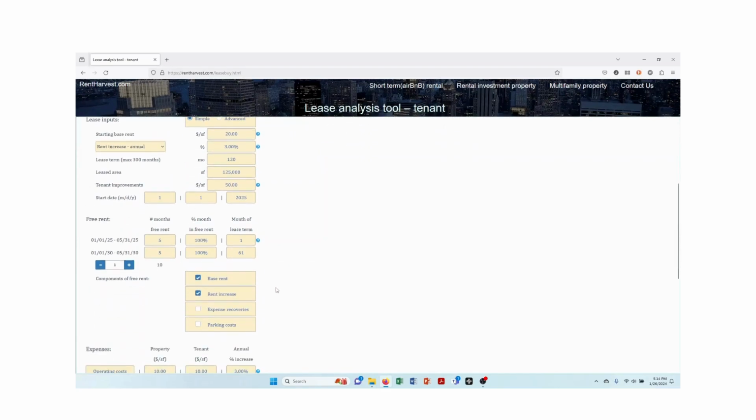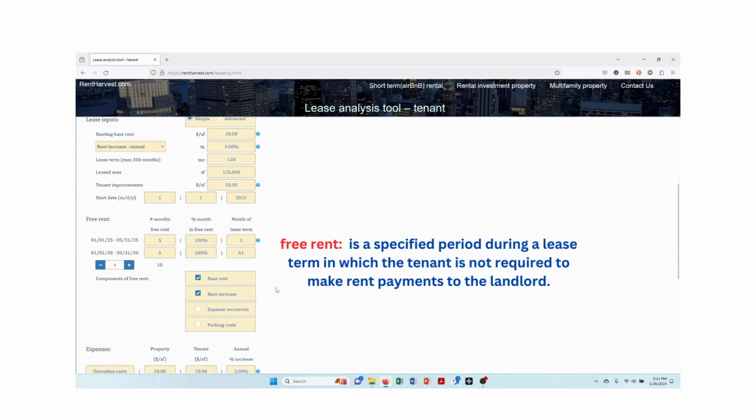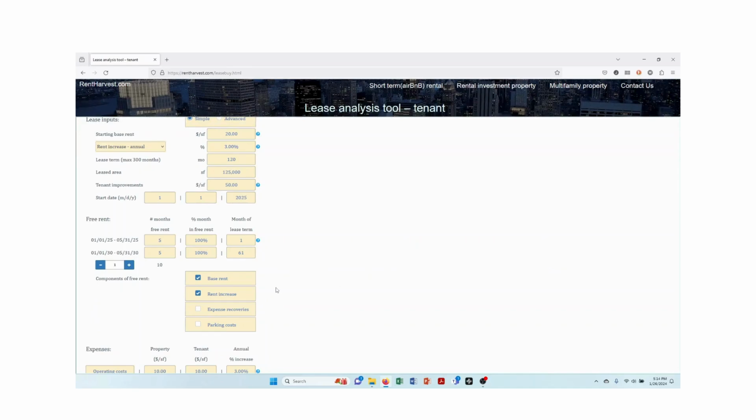Moving on to the free rent section, free rent represents a period during the lease term when the tenant does not pay rent to the landlord. And usually landlords offer free rent periods as an incentive for tenants to sign a lease.